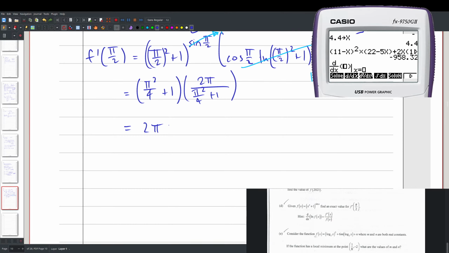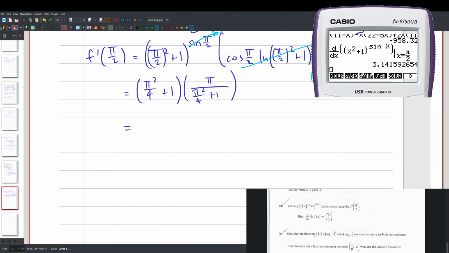Calc, d on dx of x squared plus 1 to the power sine x, at x equals pi on 2. Where's 1 pi? Oh, right, because 2 times pi on 2. Yeah, this is 1 pi. That's correct. So I should always check with the calculator, right?